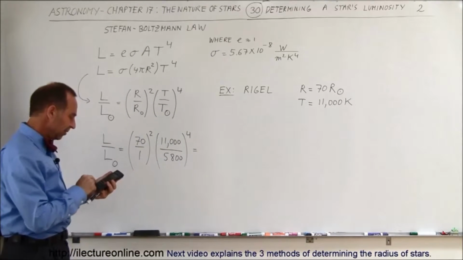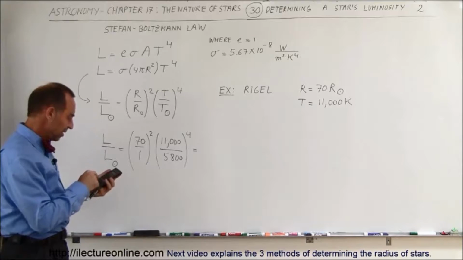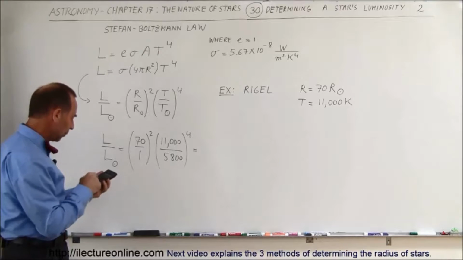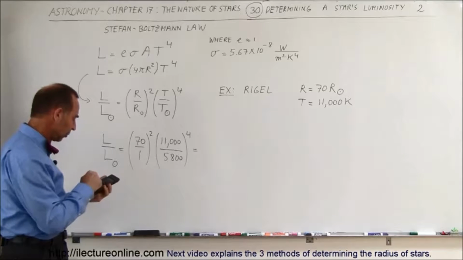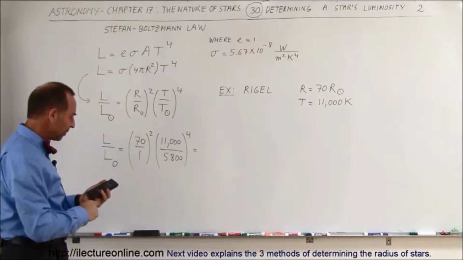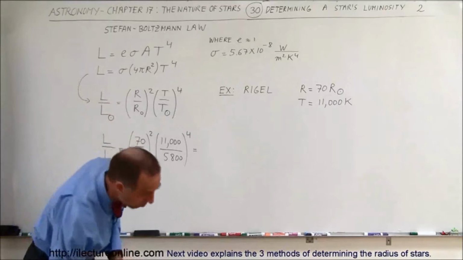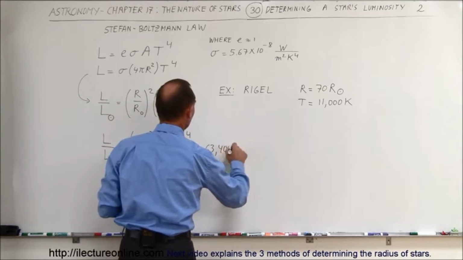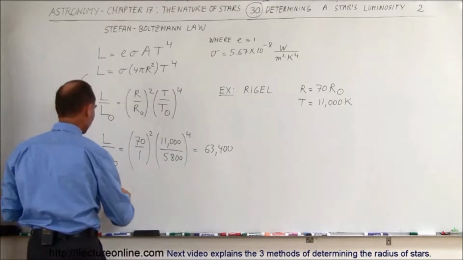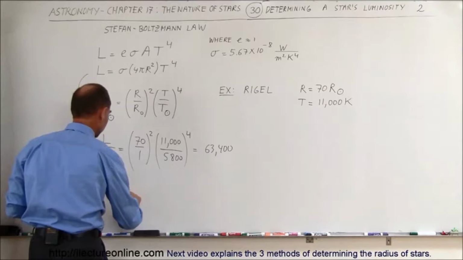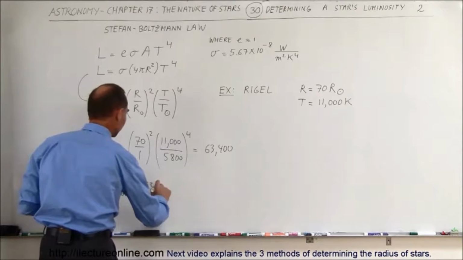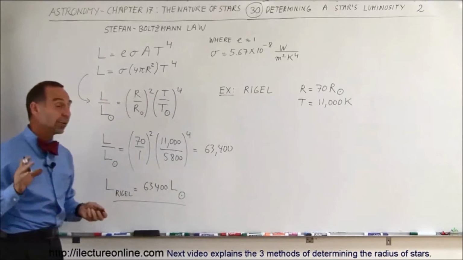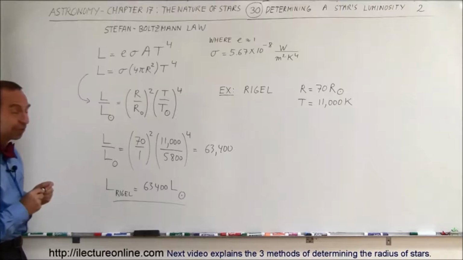So now we need a calculator. We take 11,000, divide by 5,800. We raise that to the 4th power, and then we multiply that times 70 squared, and we get 63,400. So that's about 63,000, which means that the luminosity of Rigel is about 63,400 times the luminosity of the Sun. And so simply by knowing the radius and the temperature, we can figure that out.